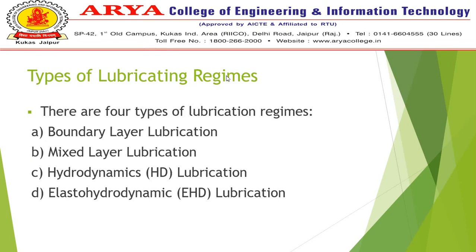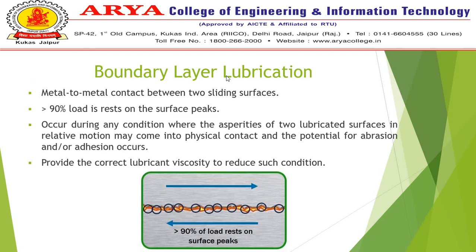So now what are the types of lubrication design? There are four types of lubrication design. First is boundary layer lubrication, second is mixed layer lubrication, third one is hydrodynamic lubrication, and fourth one is elastohydrodynamic lubrication. Each of these designs will occur according to the different working conditions and the sliding and rolling of two different mating materials.